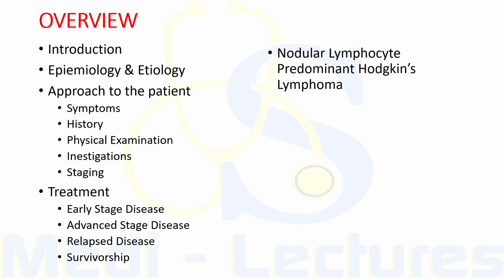So in this lecture, we'll first see the intro part. What is Hodgkin's lymphoma? Its epidemiology and etiology. How will we approach a patient? What are the symptoms by which these patients present? What all points should be considered while history taking and physical examination? What all investigations are to be ordered? And then how is this tumor staged? Finally, we will discuss the treatment part.